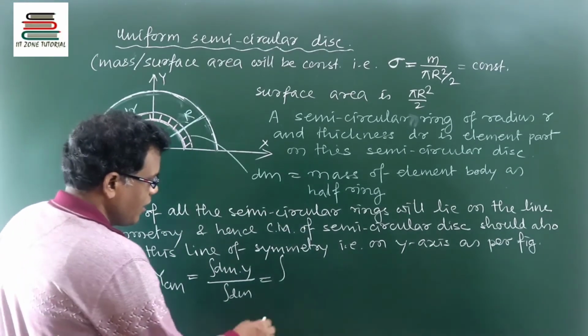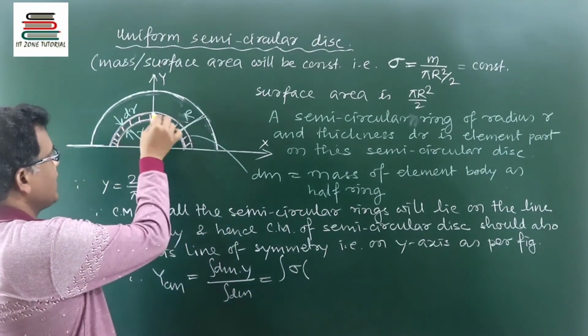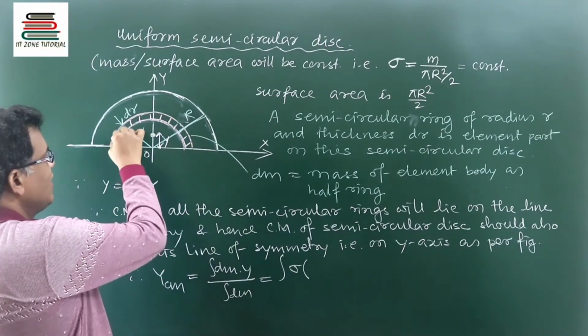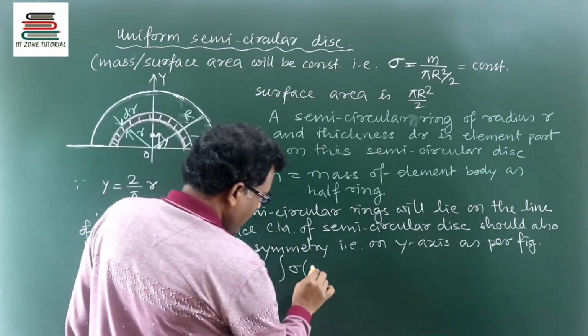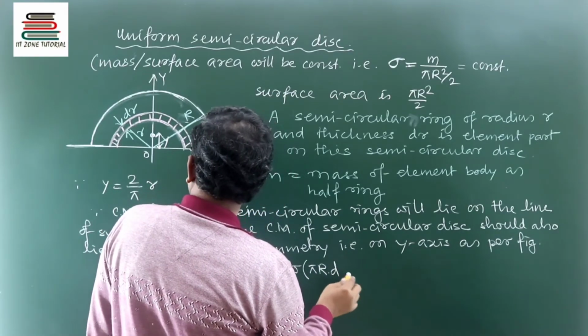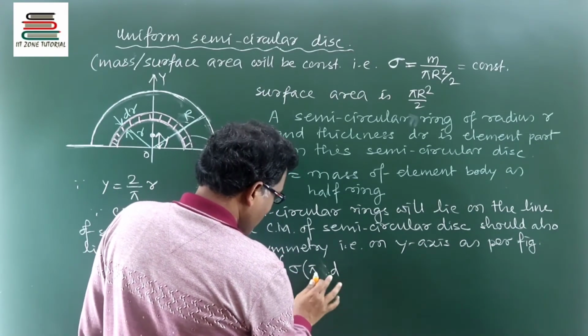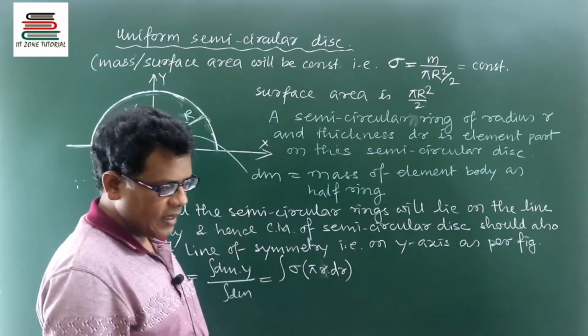The mass per unit area is sigma, multiplied by the surface area, this shaded region you can see. That shaded region will be the surface area of the half ring. So that will be circumference, pi r, into thickness, isn't it?